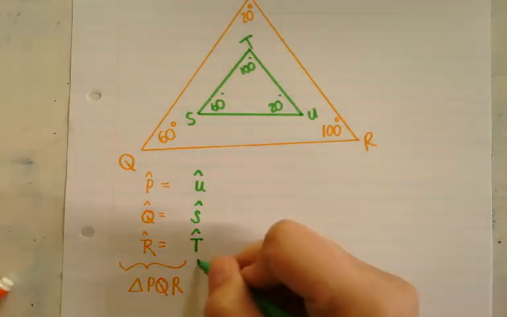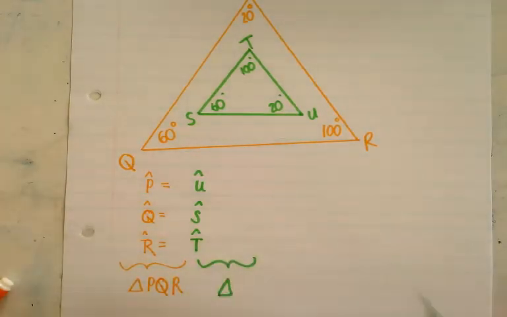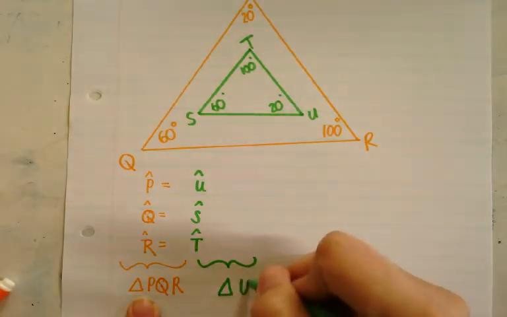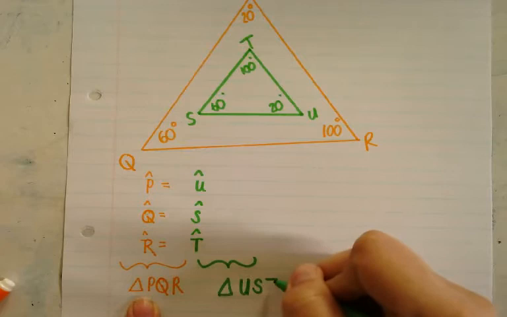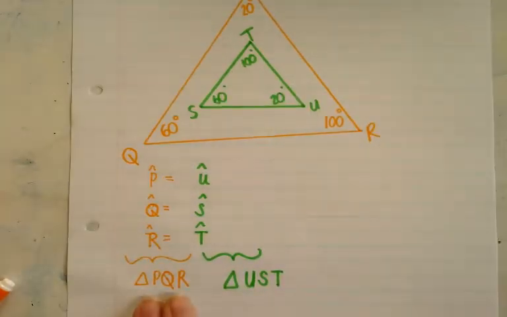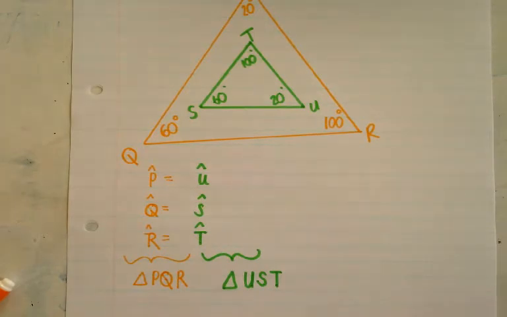So now I need to name my green triangle. Remember, the letters must match. Which letter matched P? Which matched Q and T. So even though that one was alphabetical, that one is not. You must match it. Since those angles are the same, it is similar triangles. They are similar triangles.